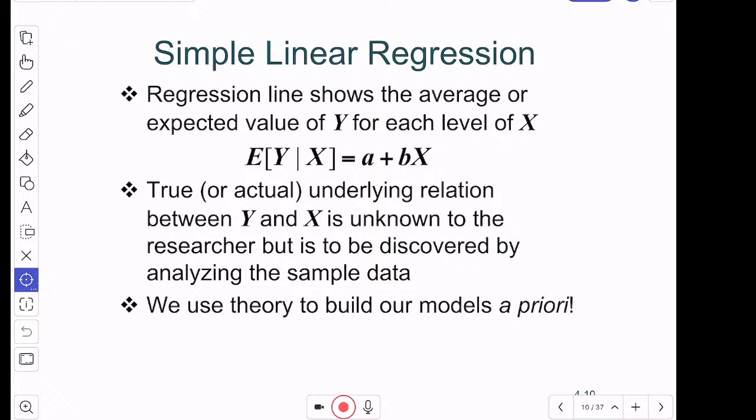And what we're doing here is we are estimating the regression line such that the average or expected value of Y for each level of X is obtained. Note that the underlying relationship between Y and X is unknown, but we try and discover it by analyzing the sample data.